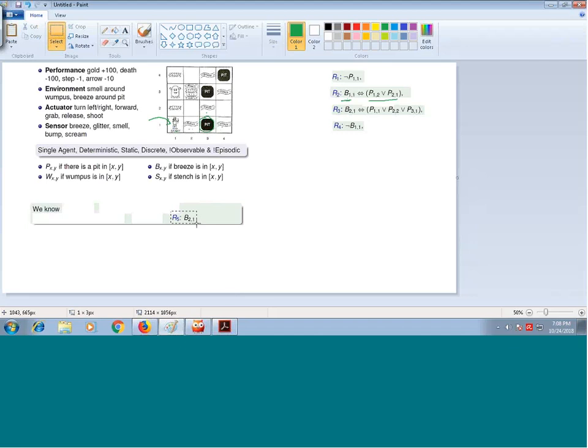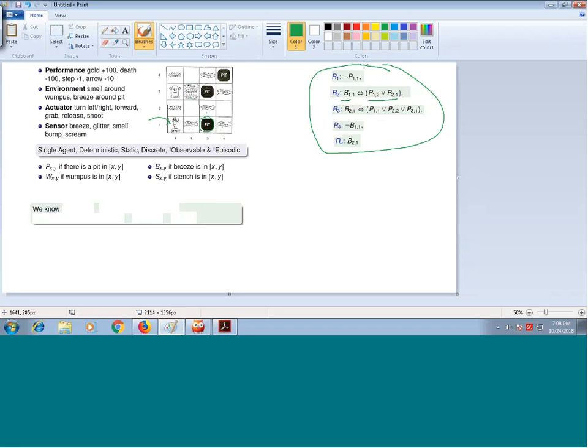Similarly, R5 is the fifth statement that tells that B21 means in 21 there is a breeze. Only this thing you know. Let's assume that this is all you know. All these things are known to you. There is some situation when these things are known to you. What is known to you?